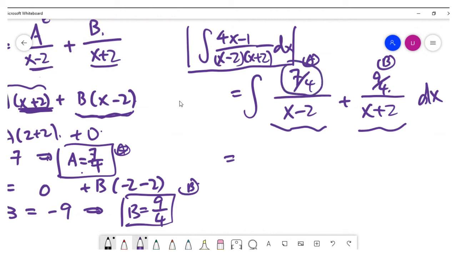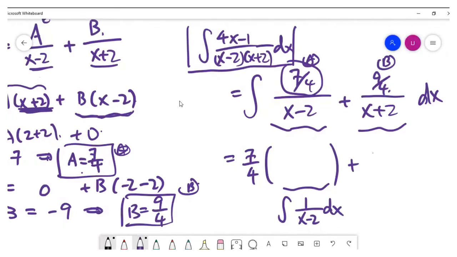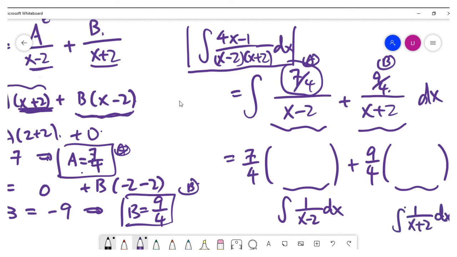For the constant at the top, I can pull it out. So you need to tell me the integral of 1 over x minus 2. And similarly, for the second term, I can pull the constant out, and you have to let me know the integral of 1 over x plus 2. And these two are quite easy, simply because the denominator is degree 1. So if you quickly use a substitution u equals x minus 2, it will solve the problem.